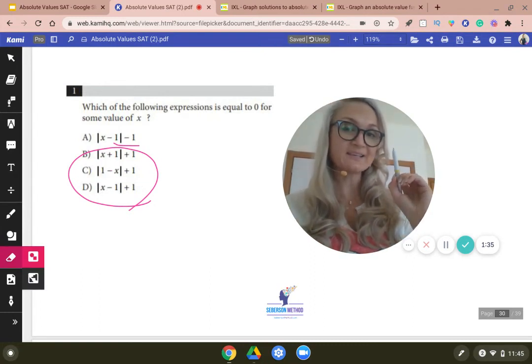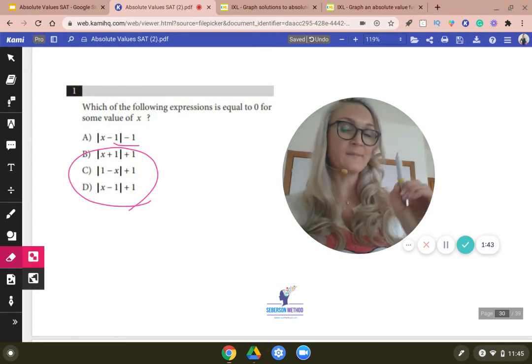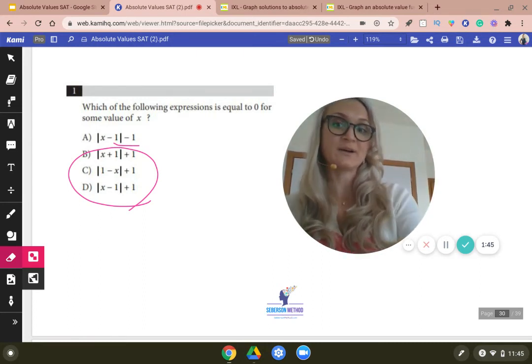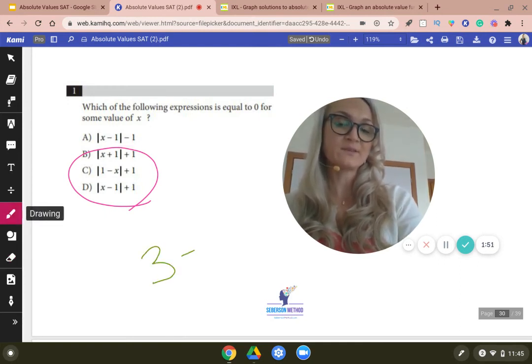And A is the only one that could be 0 because if the absolute value of x minus 1 is equal to 1, 1 minus 1 could be equal to 0. So that's it. And just be on the lookout for that 3-to-1 split.